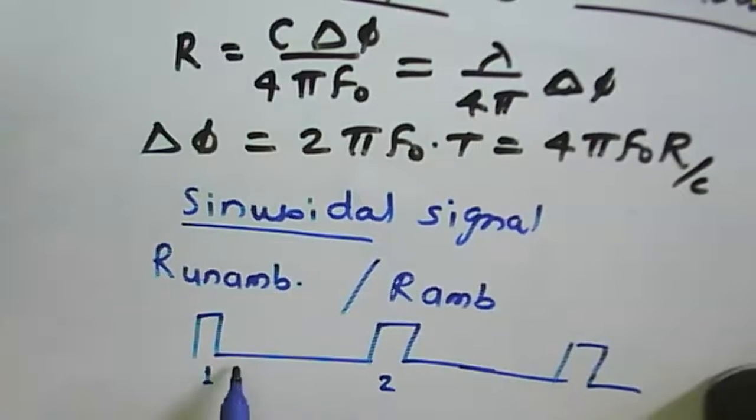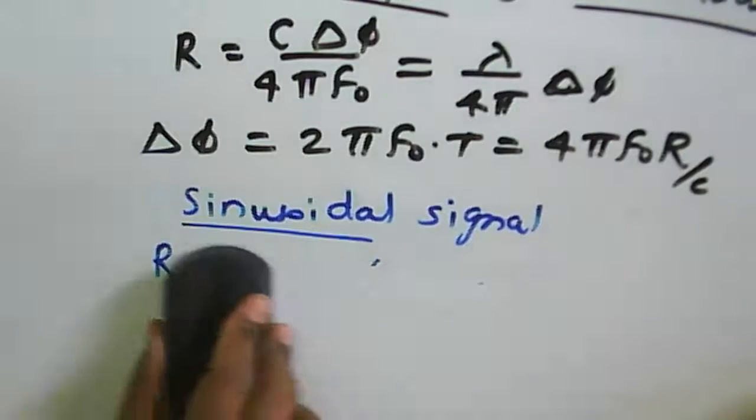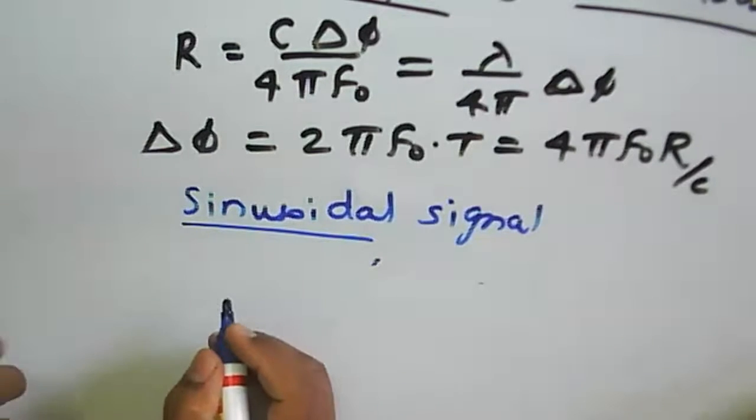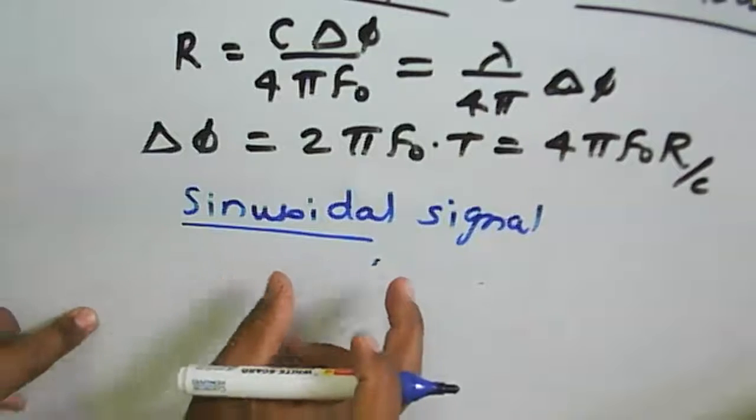But within this particular period of time, whatever we are getting, that is nothing but an ambiguous one. And after sending the pulse, okay, we are getting the signal and through that we are measuring the range. That is nothing but the unambiguous range. So in that particular case, for a CW radar, what will be the unambiguous range? Because we are sending the sinusoidal signal.